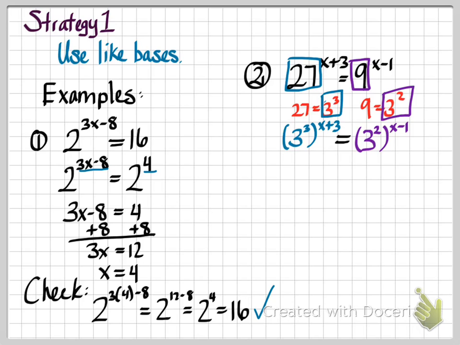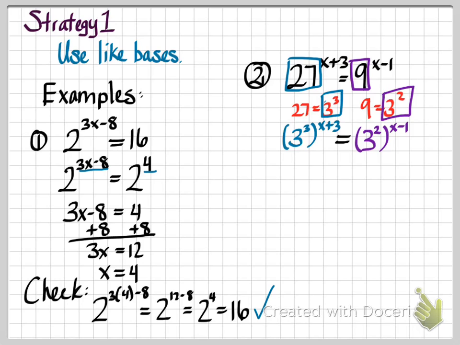Notice I put the 3 to the third in parentheses as well as the 3 to the second, because 3 to the third should be taken to the power x plus 3. I want to make sure I write that properly. The same thing with 3 to the second: it needs to be taken to the power x minus 1, because originally it was written 9 to the x minus 1 and 27 to the x plus 3.